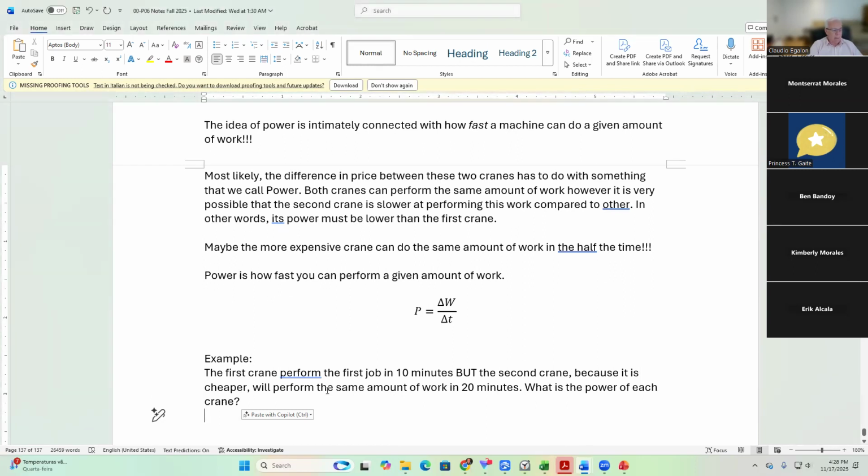Okay, we can come up with this type of example. The first crane performs 100,000 joules of work in 10 minutes, and the second crane performs the same amount of work in 20 minutes. What's the power of each crane? Okay, so we have to use that equation that you saw.